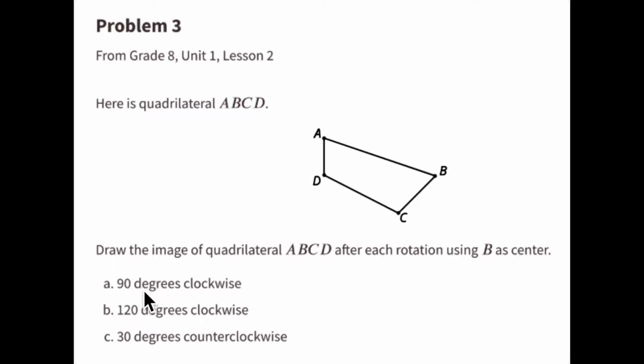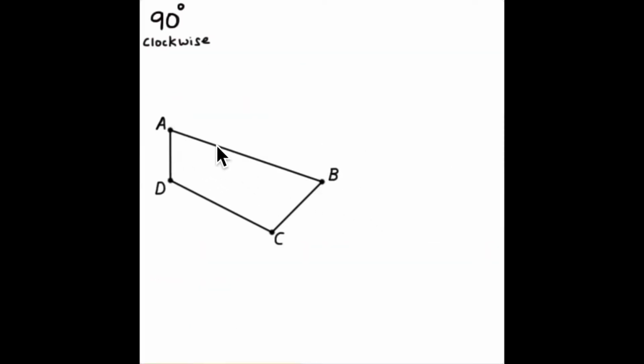So the first part is a 90-degree rotation clockwise. That means in the direction of a clock. So it's going to rotate this way. 120 degrees clockwise, so once again in the direction of a clock, so it's going to rotate this way farther, 120 degrees, and 30 degrees counterclockwise, so 30 degrees in the opposite direction of a clock, so it's going to rotate this way.